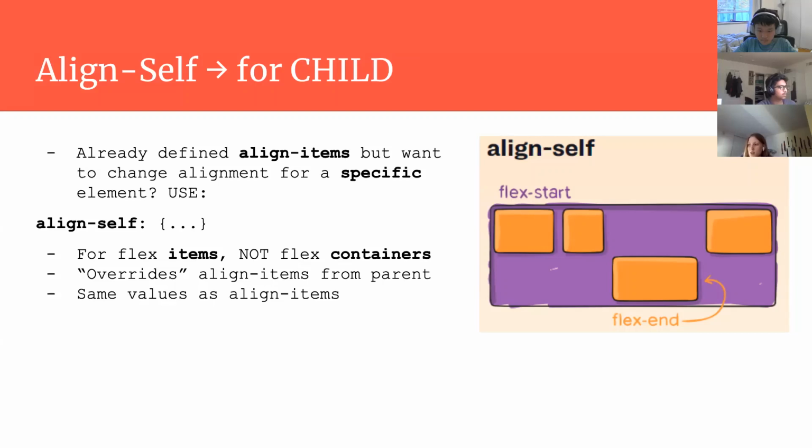And what it essentially does is it, I guess, overrides what align items says and performs what the align self is on the item itself, the individual item, and not all the items within the container.